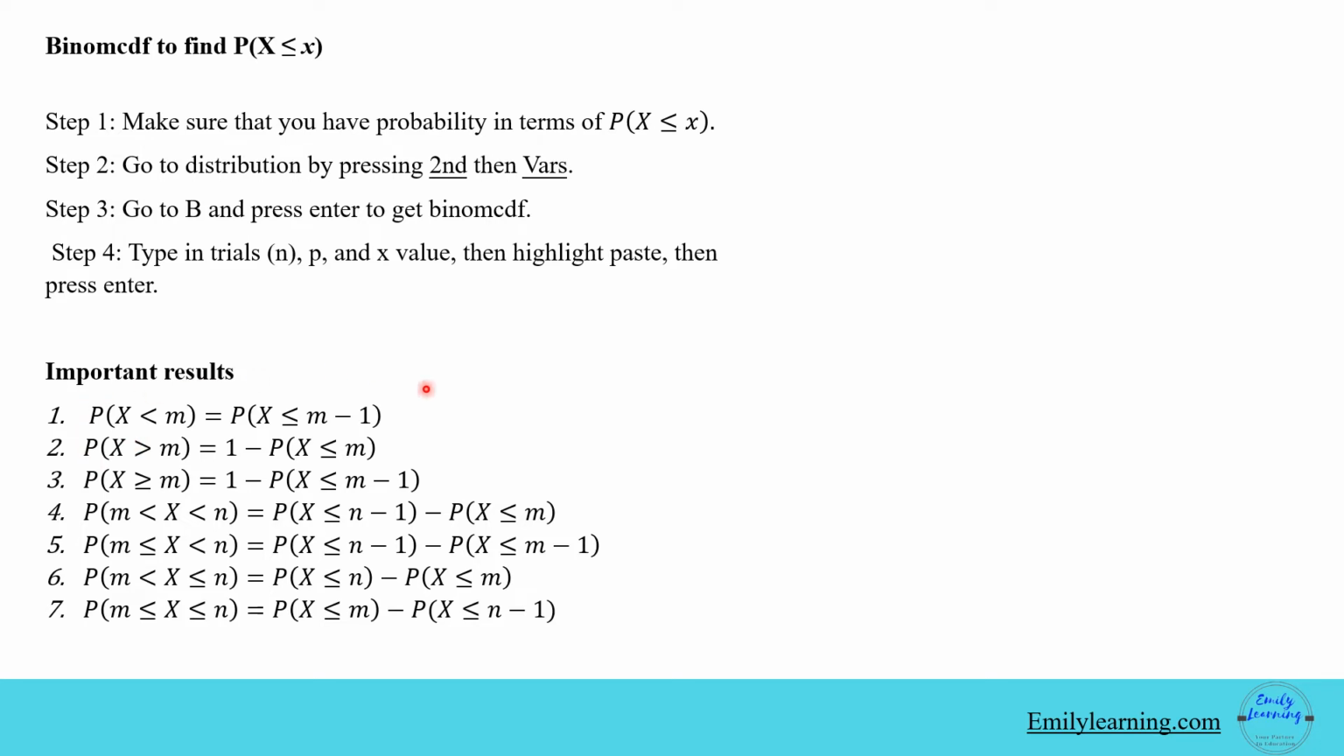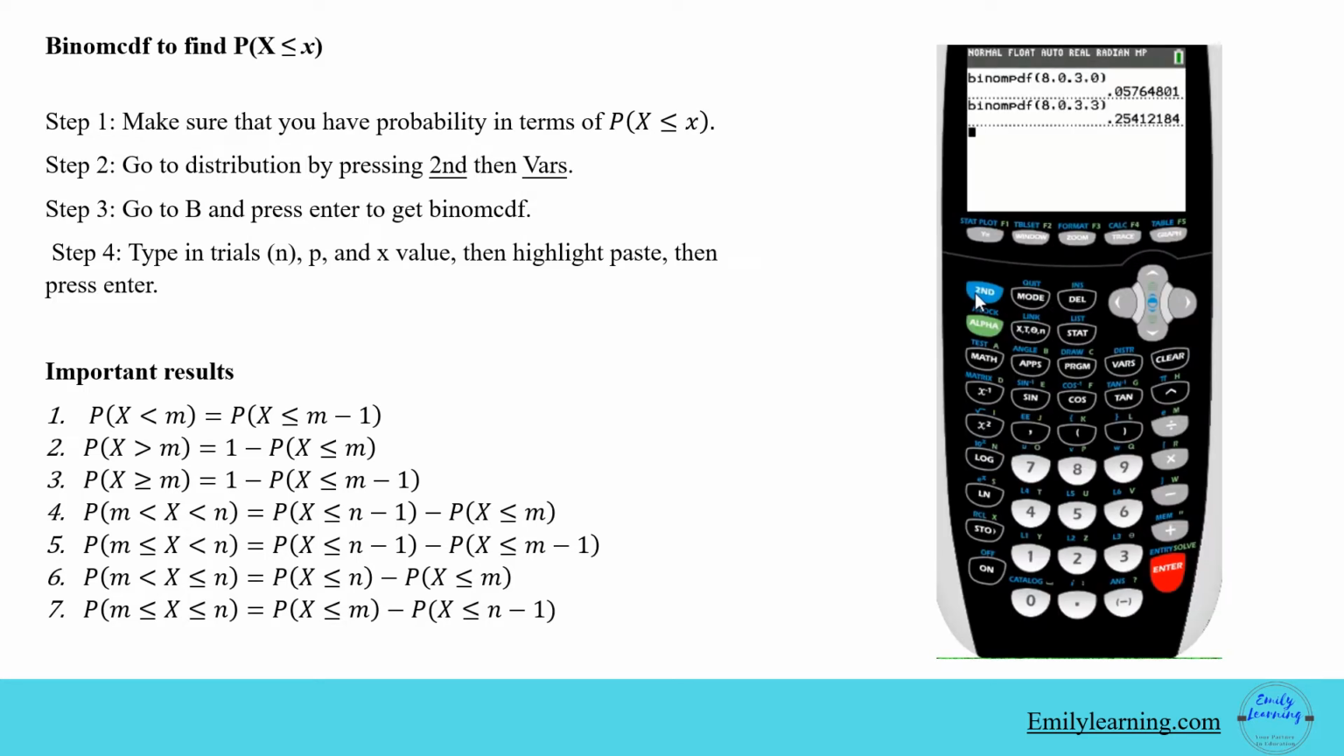I've given some conversions. If you have P of X lesser than m, lesser is not lesser than or equals to, so you change it and so on. Once you have changed it to P of X lesser than or equals to x, then you can go on to your graphic calculator to find the probability. Let me show you on the graphic calculator how to do so. To go to Binomcdf, like all your statistic functions, and later on normal distribution as well, you press second, followed by vars to go to distribution.